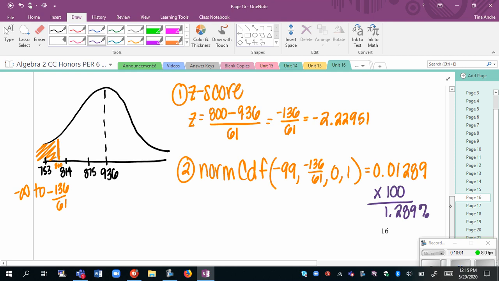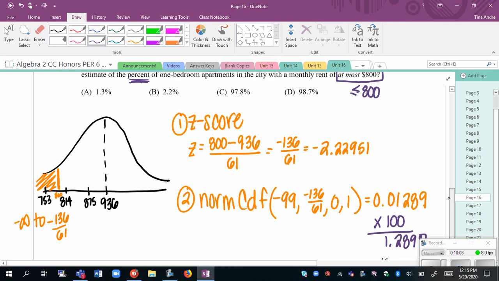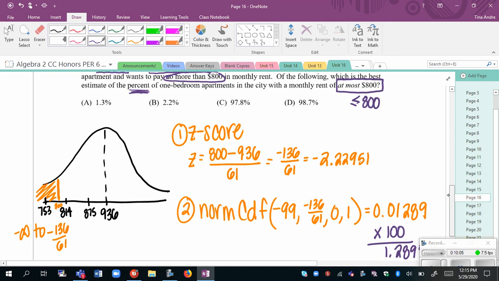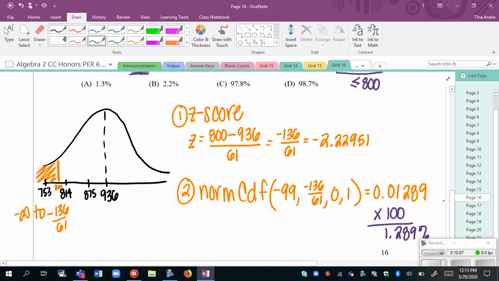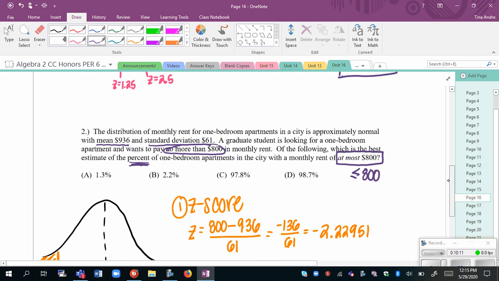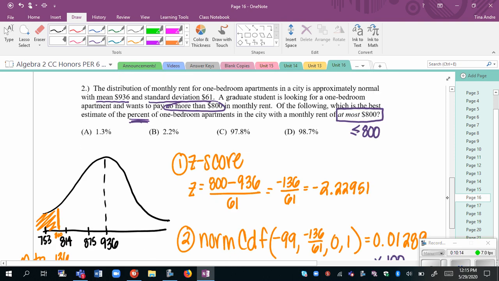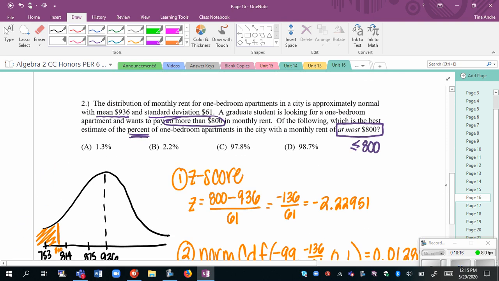Not very likely that this person searching is going to find a one-bedroom apartment that's $800 or less, because only 1.28% of them are $800 or less. So it's really, we're looking at 1.3, so it'd be choice A, 1.3% of apartments.